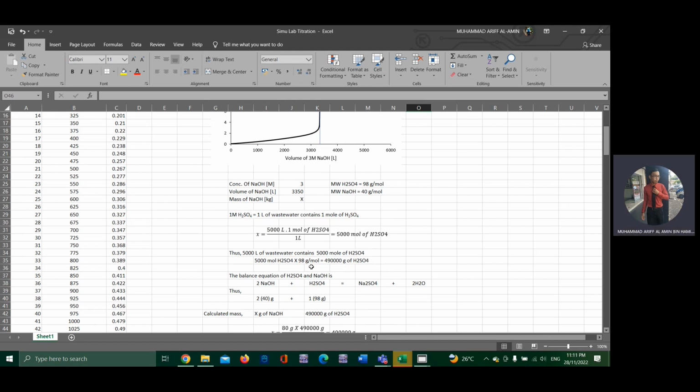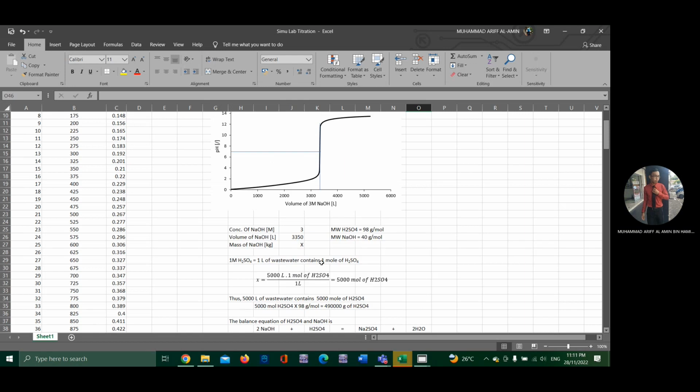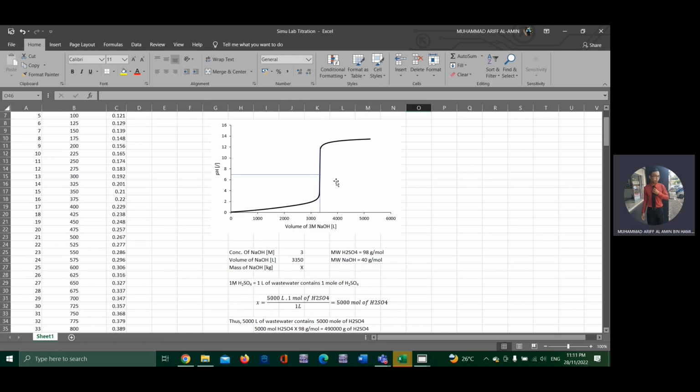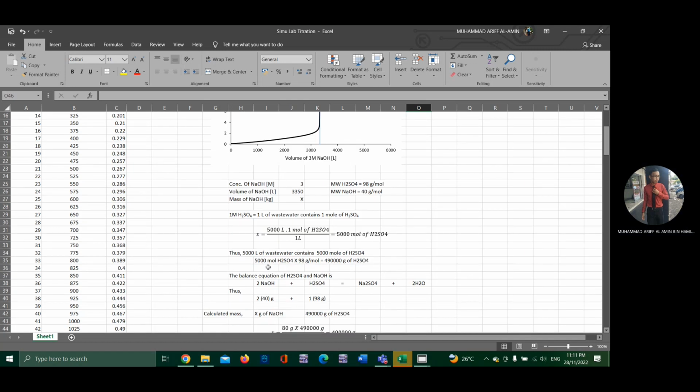Because in the calculation, in the graph, we can see that the volume of NaOH is at 300 and 350 to neutralize the 5 meter cubic. So on calculation side, we got 5,000 mole H2SO4 multiplied by 98 gram per mole, which is the molecular weight of H2SO4, and we get 490,000 gram of H2SO4.